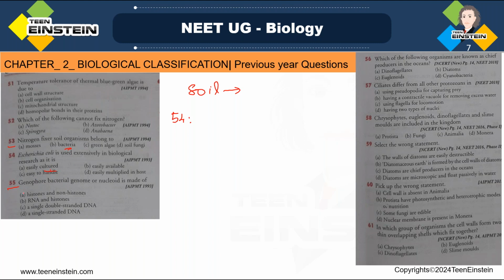So here, question number 55, that is a single double-stranded DNA. Option C is the right answer here, because histones and non-histones, RNA and histones, single-stranded DNA: no, it's not a single-stranded DNA. So here it is a single double-stranded DNA. Clear? So option C is the right answer.